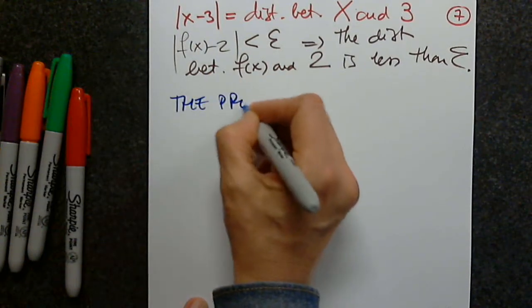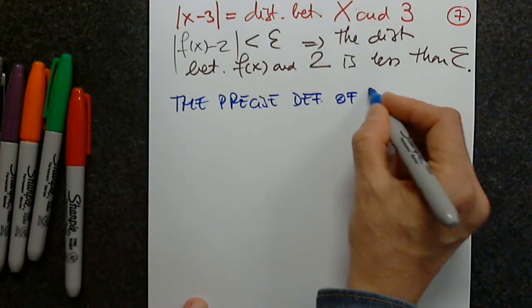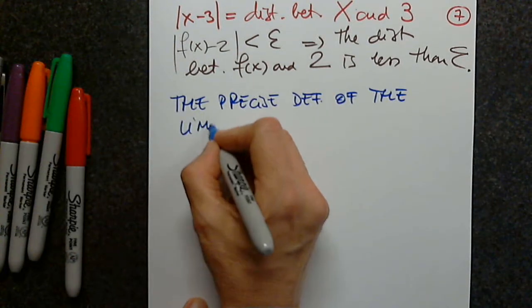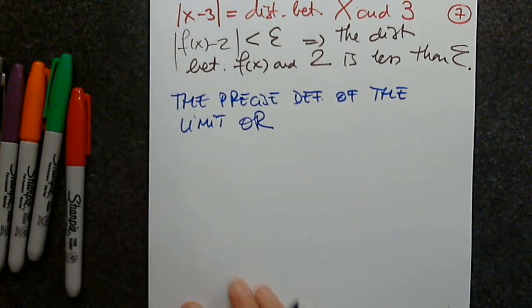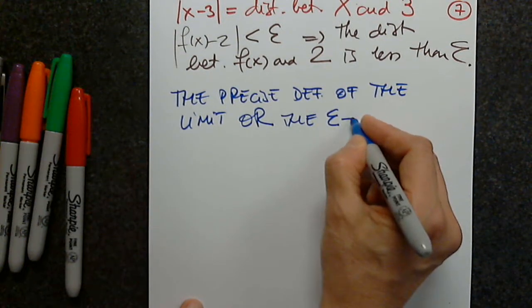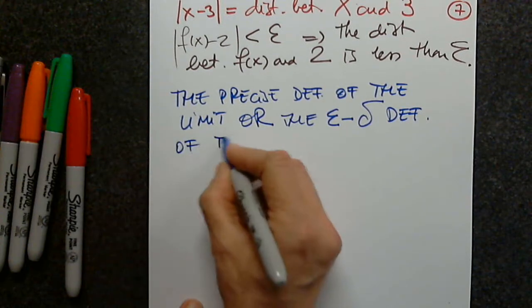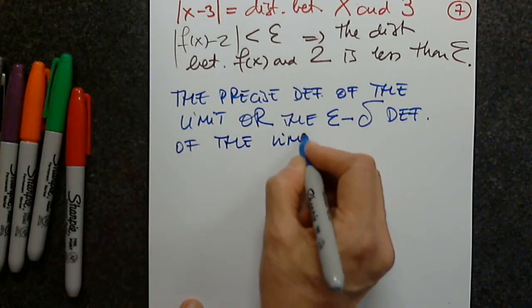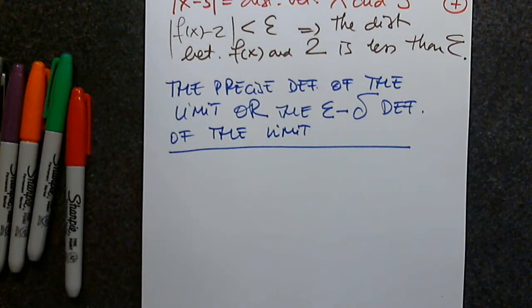The precise definition of the limit, also known as, what do you think? The epsilon delta definition of the limit. So they mean the same thing. We either say the precise definition of the limit, or we say the epsilon delta definition of the limit.